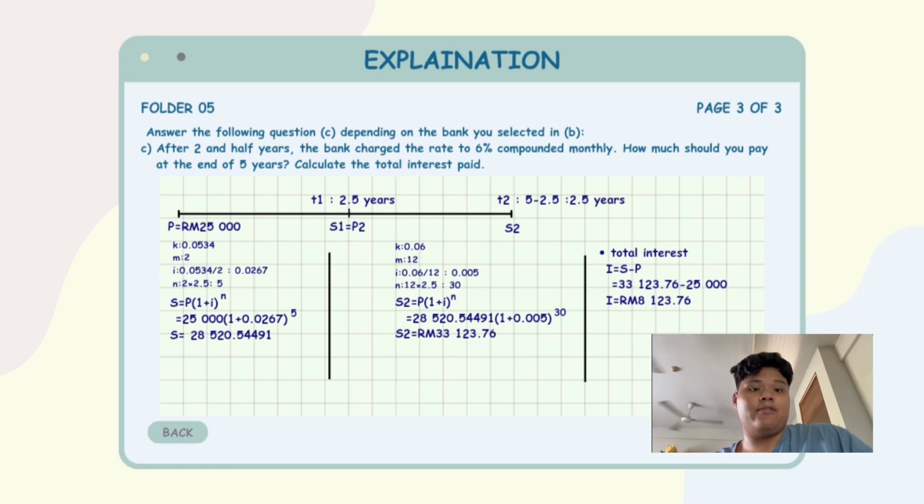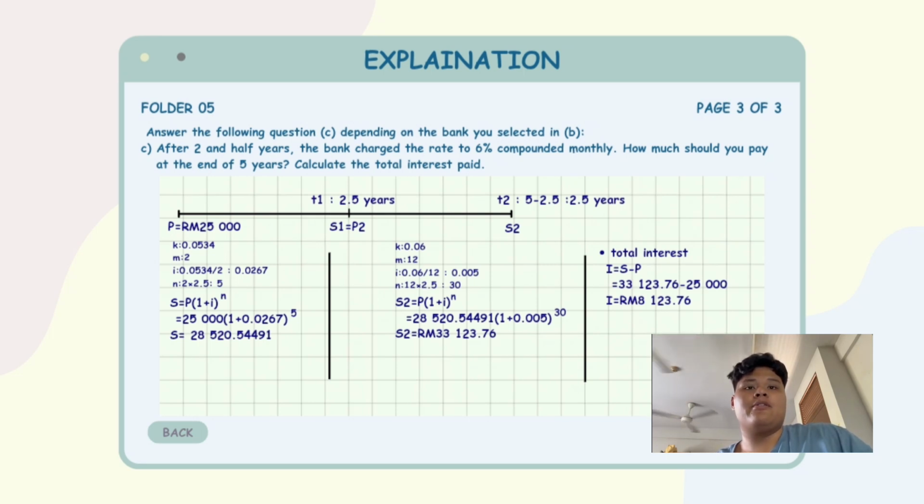To find n, you use the formula m times t, which is 2 times 2.5, and you get 5. Insert it into the formula S = P(1 + i)^n: 25,000, (1 + 0.0267), power of 5, and you will get RM 28,520.54491. Moving forward, the bank charged the rate of 6% compounded monthly.